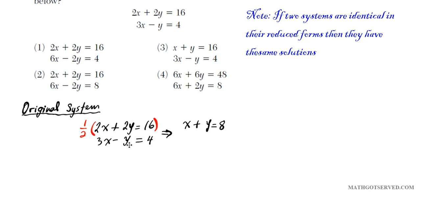Is there a greatest common factor I can divide the entire equation by? The answer is no, so it stays the same: 3x minus y equals 4. Okay? Now, any of these that match this exactly upon reduction is going to have the same solution as the system. All right? So let's take a look at option 1, the first system, and the alternatives.